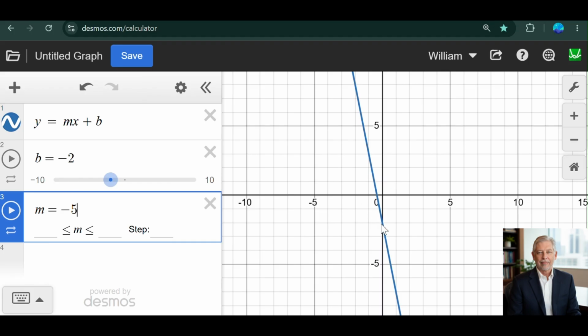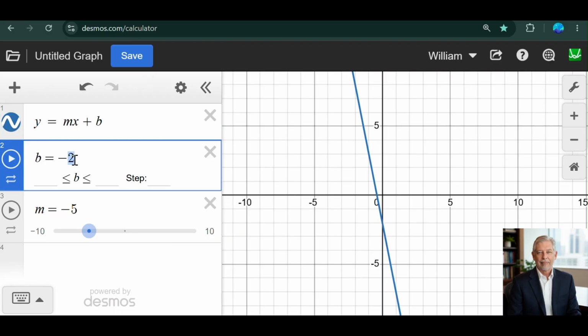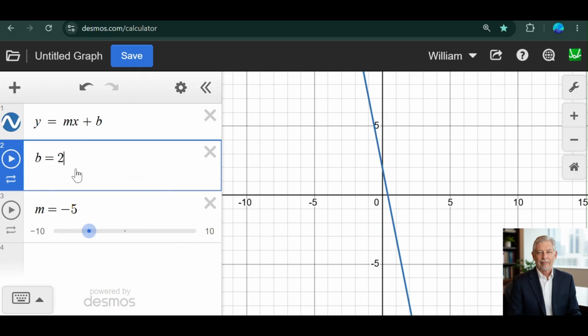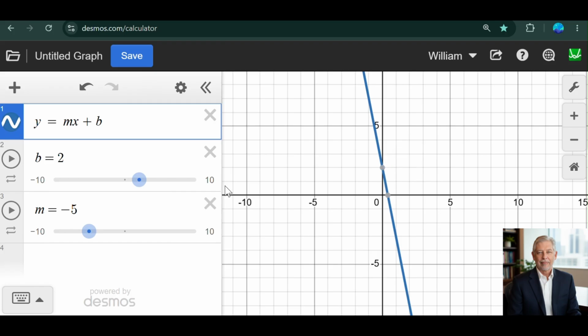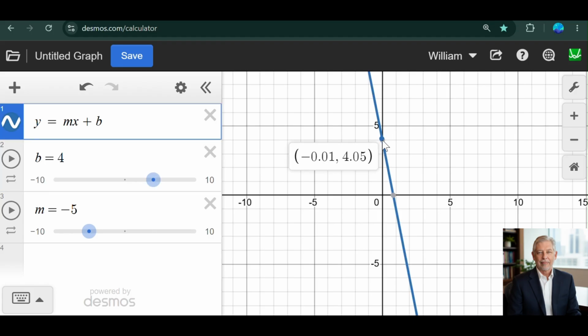And of course, our slope is still at negative 2. Put it in there. There you go, negative 2. Now, the only way I'm going to change where the line crosses the y-axis is by coming back and changing that b value. Now it's at 2. Let's go to 4. You can see how that line just shifts up and down.